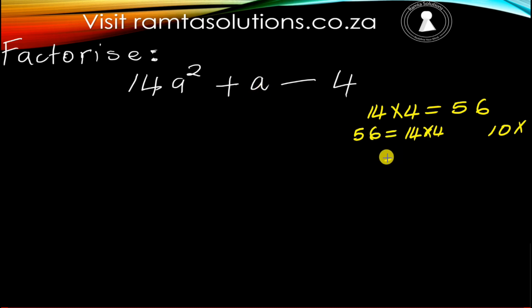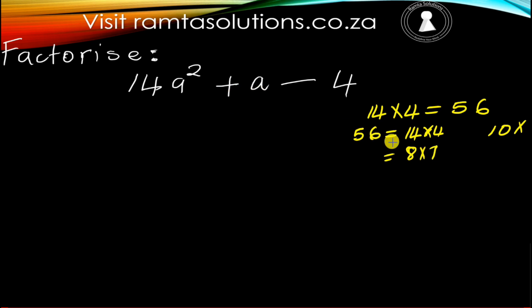Okay, so let's proceed. Now we're going down because we want this to be 1. Can we try 10? No, 10 will not work. Can we try 9? 56 divided by 9 will not work. So we're going to try 8. We're going to try 8 times 7.